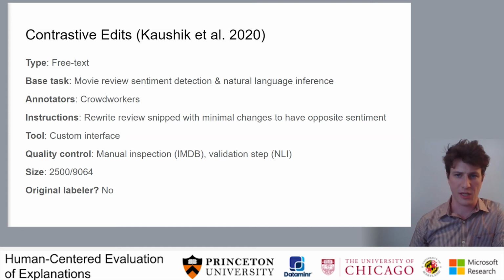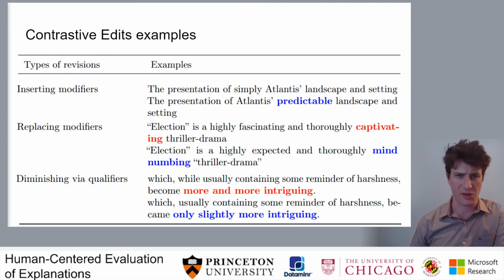2020 collects counterfactual explanations in the form of free text modifications to the input text, designed to flip the label of each text. In this dataset, annotators had free rein to edit the content of the input in order to change its label. In the paper, they report a number of types of edit that annotators made, including these three examples here: inserting modifiers, replacing modifiers, and diminishing via qualifier.